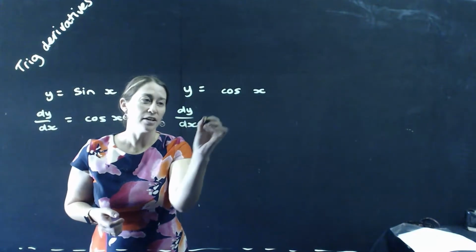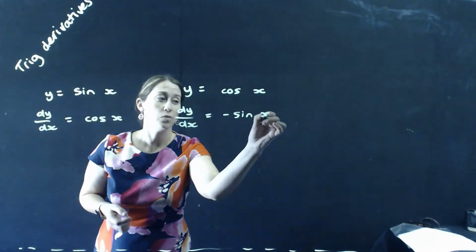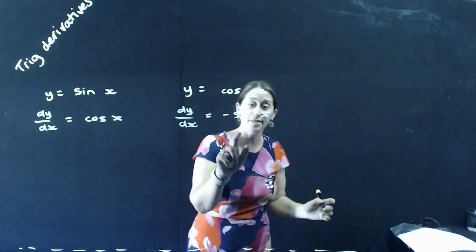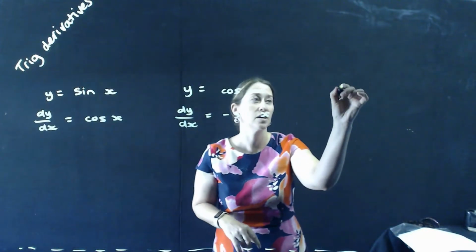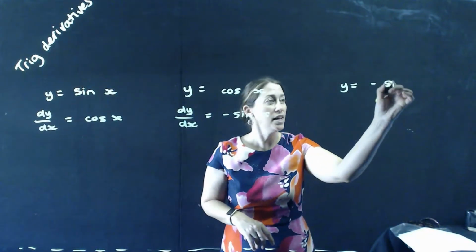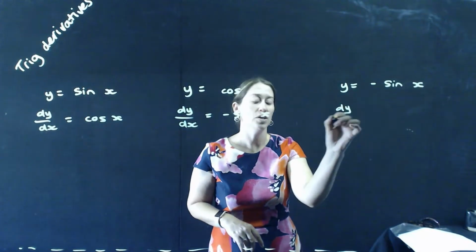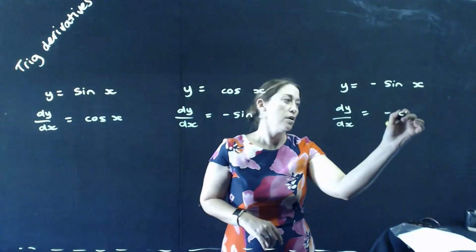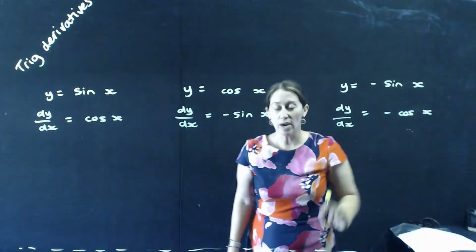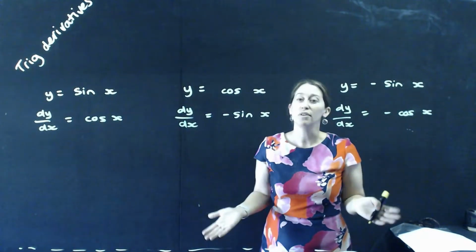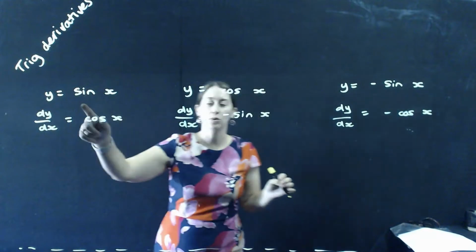In actual fact, this pattern continues and we can say that the derivative of minus sine x becomes minus cos x. So if y is minus sine x, dy dx becomes minus cos x. And then if we study the gradient graph of minus cos x, what we find is it follows the pattern of y equals sine x.